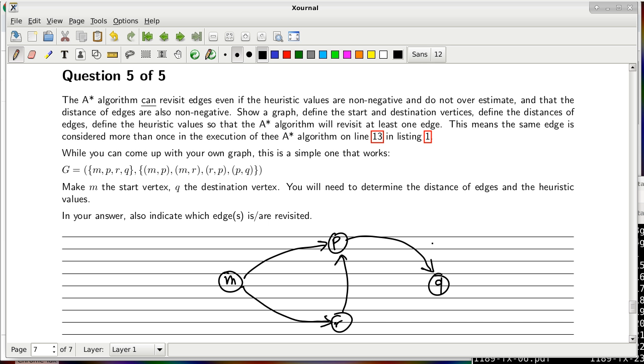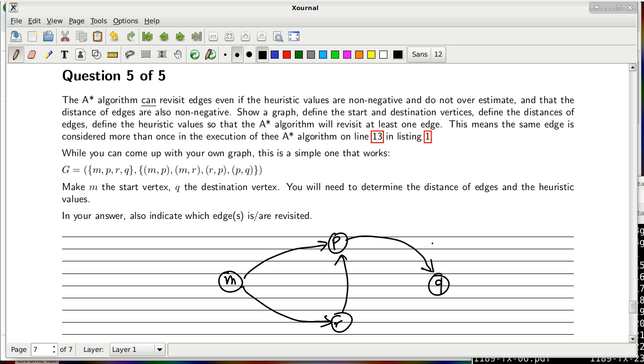P to Q, exactly. So P to Q is the one we are going to target, and say we're going to revisit that one. So what went through your mind when you said it has to be PQ that we're trying to revisit? You get there from M, and then you get there from R going to P. It's an overlap between two paths from the start vertex to the end vertex.